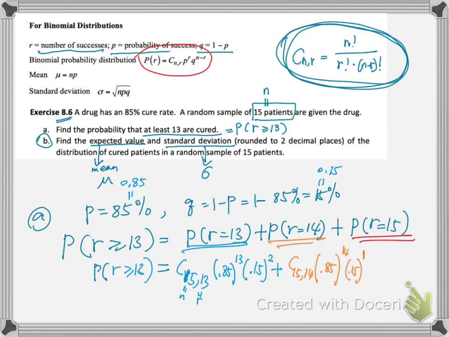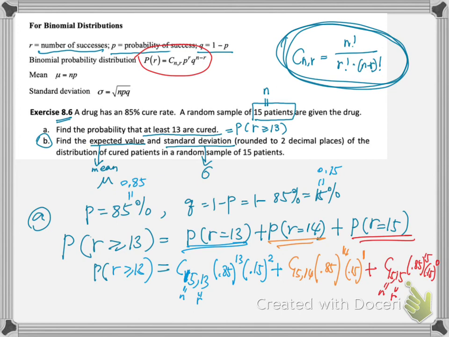So this is plus C 15, 15. N is 15, R is 15. So this will be 0.85 to the power 15, and then 0.15 to the power 0, right? So you have 3 cases for R's, 3 binomial probabilities. And then just leave it like this, to save time.